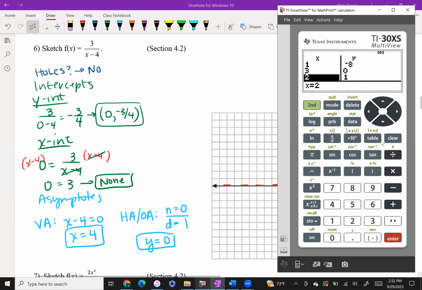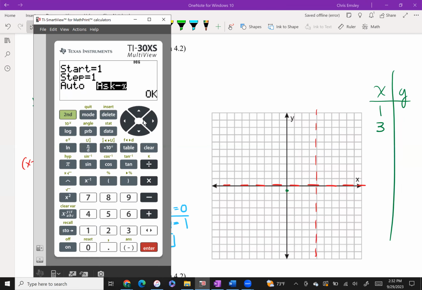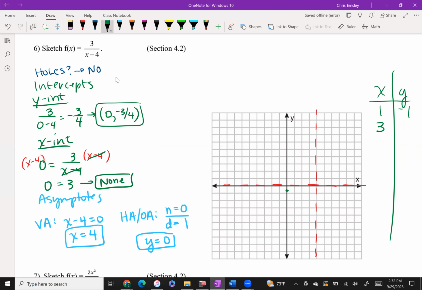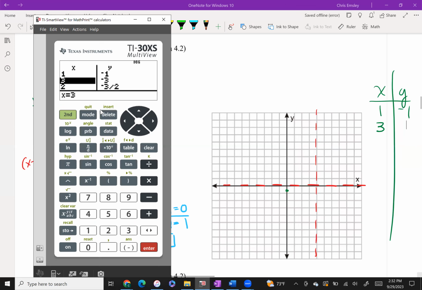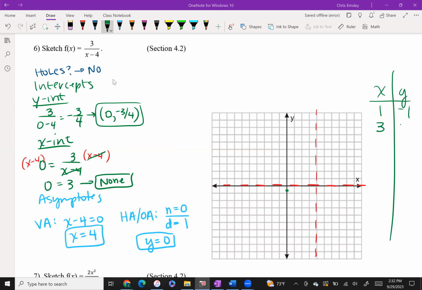This is another case where we could use that table button if we wanted to. We could put in our rational function 3 over x minus 4. And I do want to leave it on ask again. And I want to plug in x equals 1. That tells me y is negative 1. And then I also want to plug in x equals 3. Oh, look at that. I had it already here. That's y equals negative 3.